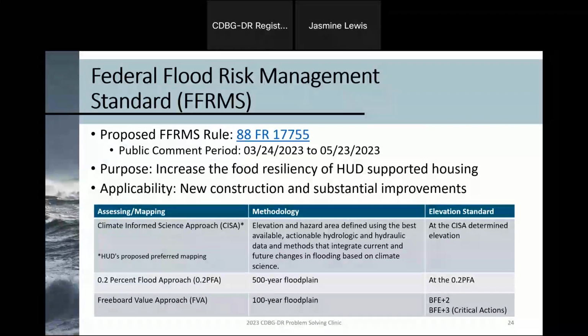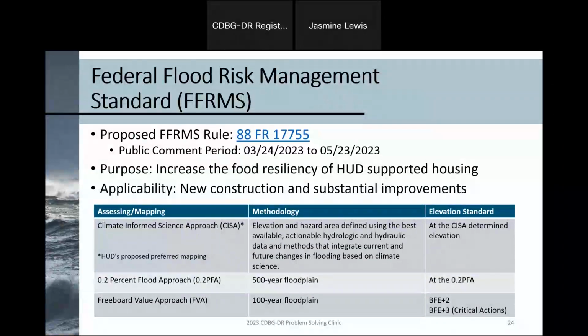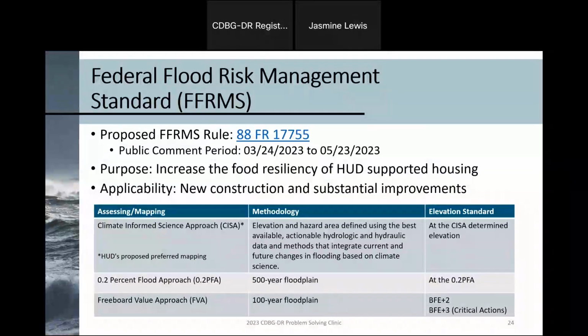But in summary, FFRMS is this new option to increase the flood resiliency of HUD's supported housing. And we do that by setting elevation standards for new construction and substantial improvements for all HUD programs. And for CDBG-DR, this is going to sound very familiar because you're already kind of ahead of the curve with those elevation standards that we've already talked about. However, FFRMS kind of goes one step further than what's already established in CDBG-DR. And specifically, that is utilizing the climate-informed science approach, or CISA mapping, as HUD's proposed preferred mapping method.